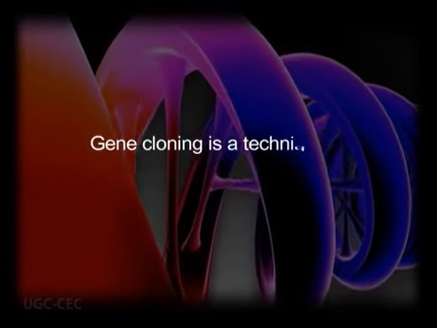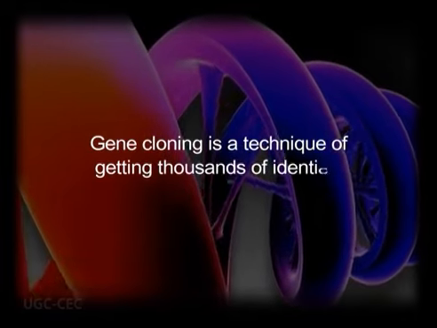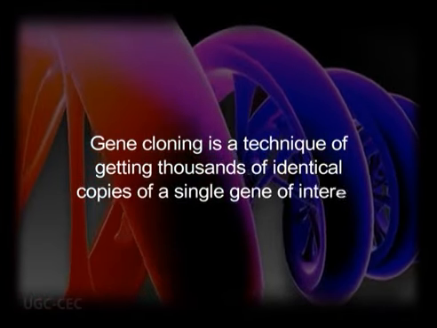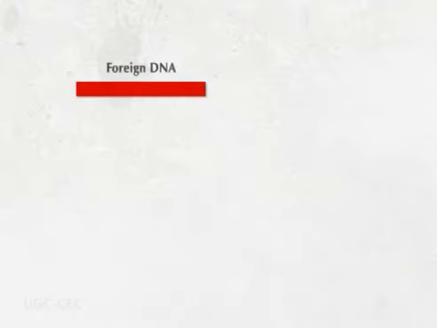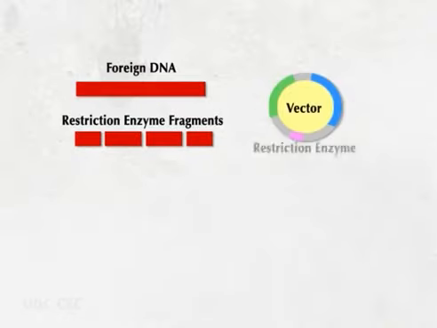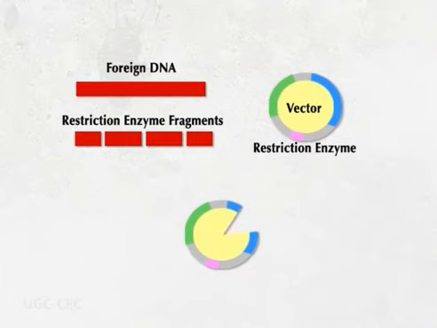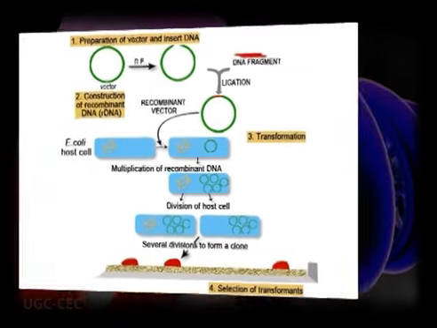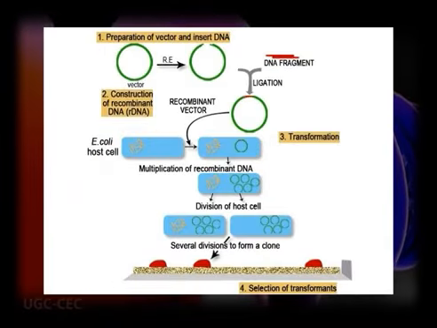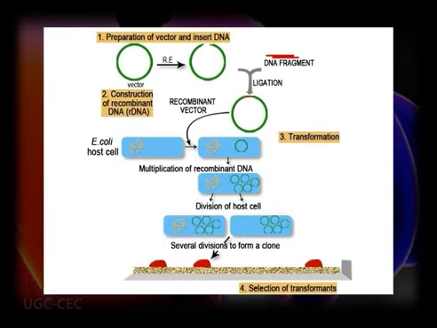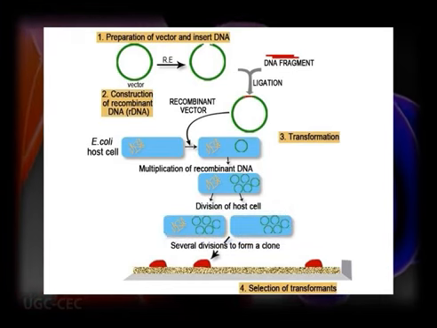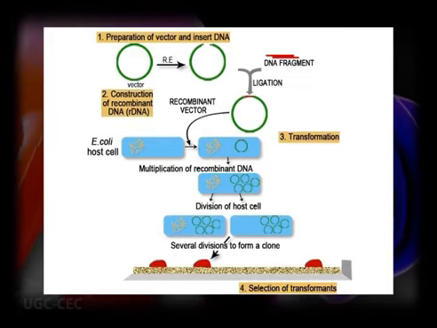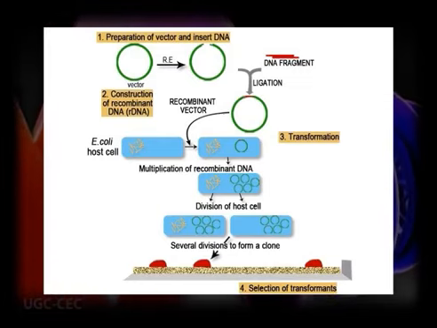Gene cloning is a technique of getting thousands of identical copies of a single gene of interest. For this purpose, the gene of interest is inserted into a vector molecule, which in turn is transformed into a host cell such as bacteria. The bacterial cell carrying the gene of interest is allowed to multiply on a suitable medium to get a colony of thousands of bacterial cells, each carrying the gene of interest. In this way, we get thousands of copies of the same gene.